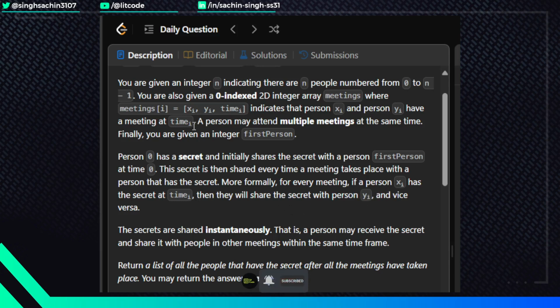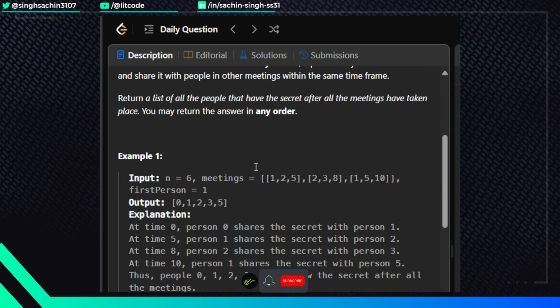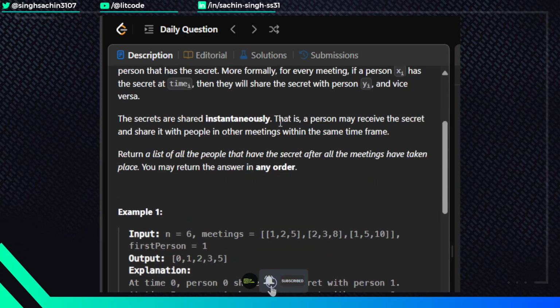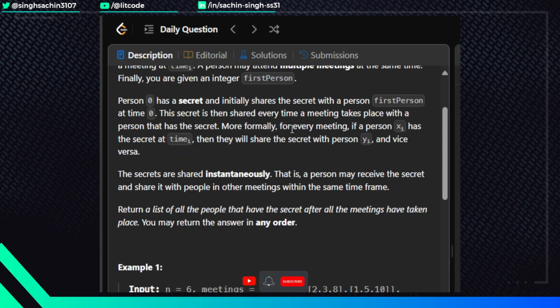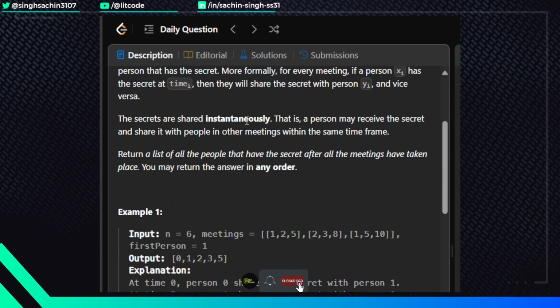So basically, if any of the persons in the meeting has the secret, they can share that among each other. The secrets are shared instantaneously. That is, a person may receive the secret and share it with people in other meetings within the same time frame. For example, we were allowed to attend multiple meetings at the same time, so this is an extension to that: if he got to know about the secret from one call, he can share the same secret in the other call.